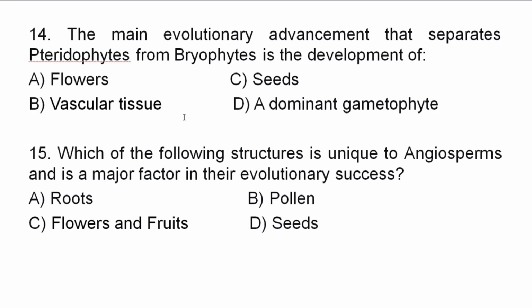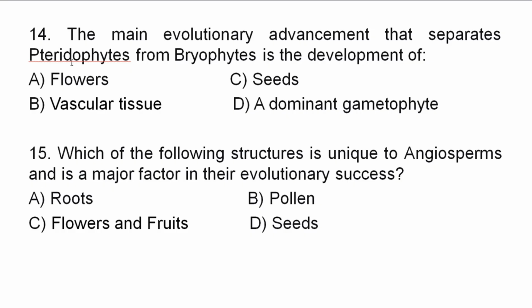Good, I think you got the answer. The correct answer is B, vascular tissue. This is the evolutionary advancement of Pteridophytes over Bryophytes. Bryophytes are what? Non-vascular plants. They do not have xylem and phloem. They do not have true roots, stem, and leaves.